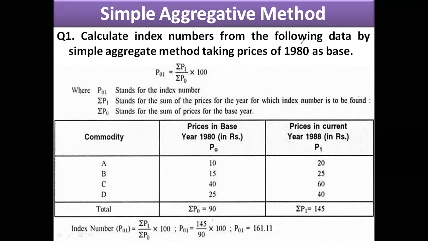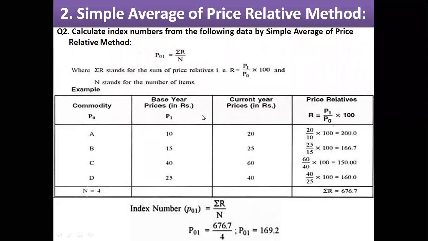Now, let's move to the next method, which is the simple average of price relative method. In this, the formula is sigma R upon n. The only change in this method is that the sigma R value uses the formula we applied in the previous question, which was P1 upon P0 into 100, and this is further divided by n. This is the formula for the simple average of price relative method.